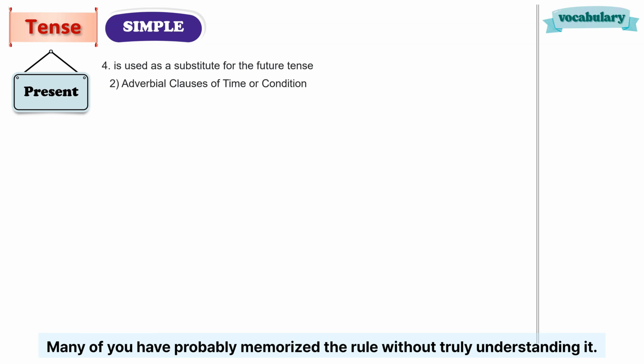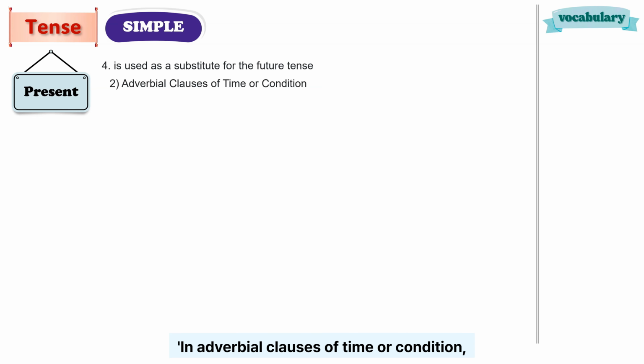Many of you have probably memorized the rule without truly understanding it. You might have heard that in adverbial clauses of time or condition, the present tense is used instead of the future tense. If you've just memorized it without fully grasping why, this explanation will finally make sense of it, and you'll never have to memorize it again.